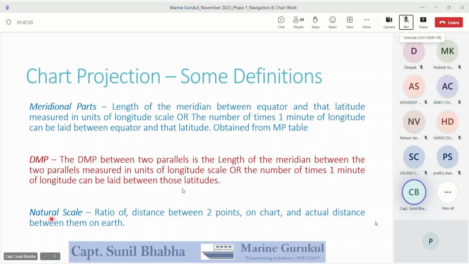The third definition which comes ahead is the natural scale of the chart. Natural scale of the chart is the ratio of distance between 2 points on the chart and the actual distance between them on the Earth's surface. So that is the natural scale of the chart.